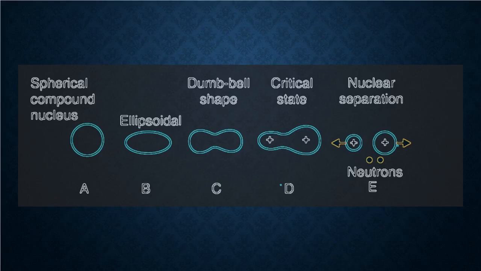Each bell of the dumbbell now has a positive charge and one repels the other. This results in a fission, stage E. The fission fragments may not be of the same size. Uranium isotope 235 gets excited even by absorption of an individual neutron, while for the 238 isotope, highly energetic neutrons with energy of a few MeV are required.